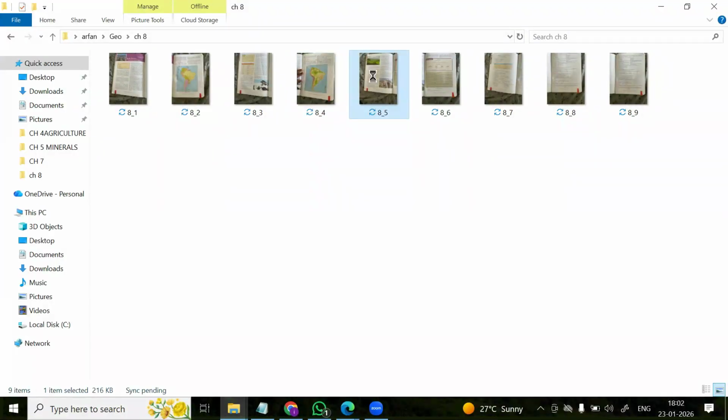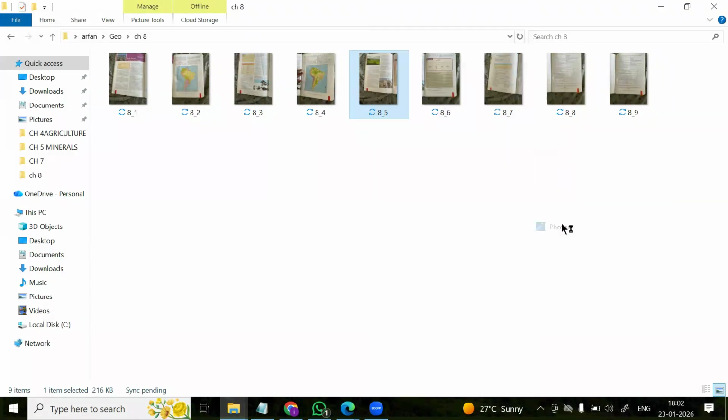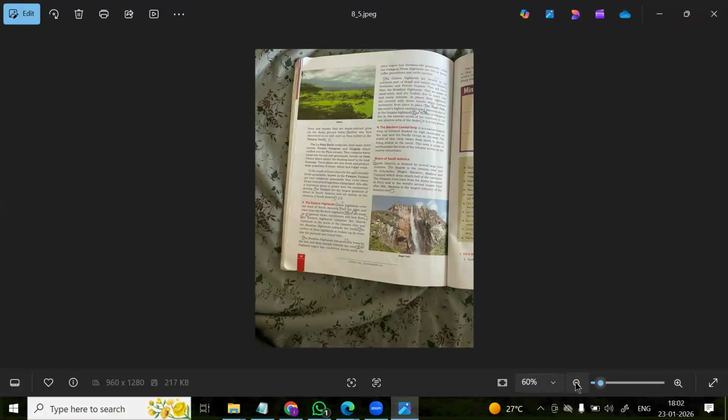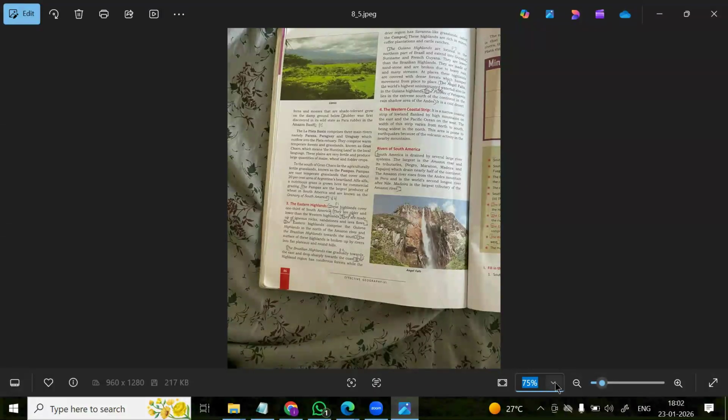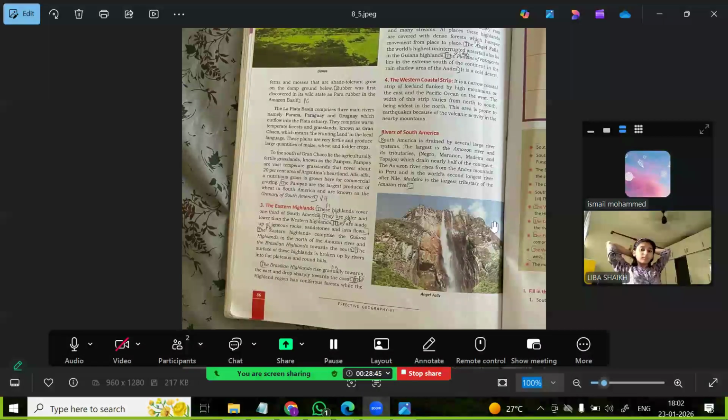And next we go to the next page, which is the fifth page. So here what we need to learn and remember is, I will tell you. I'll make it somewhat bigger. Eastern Highlands. Four things are there.